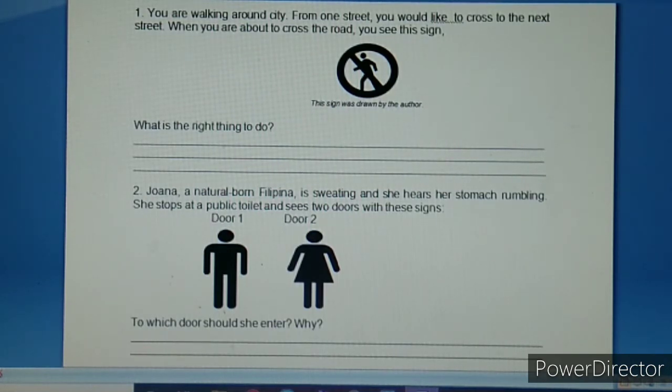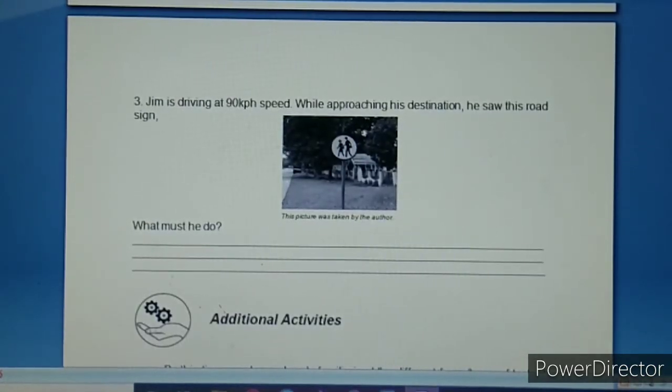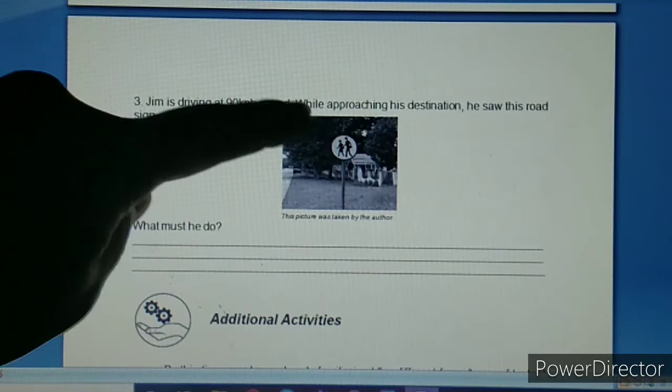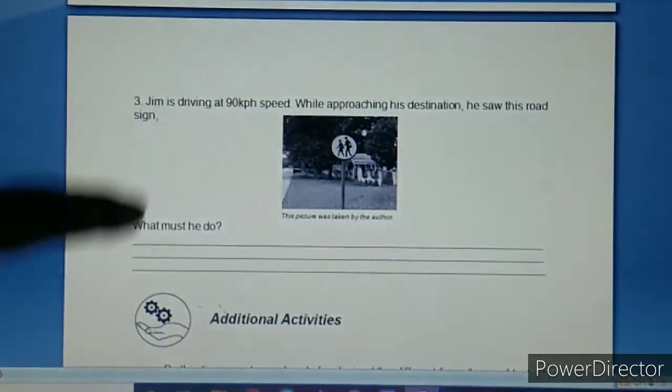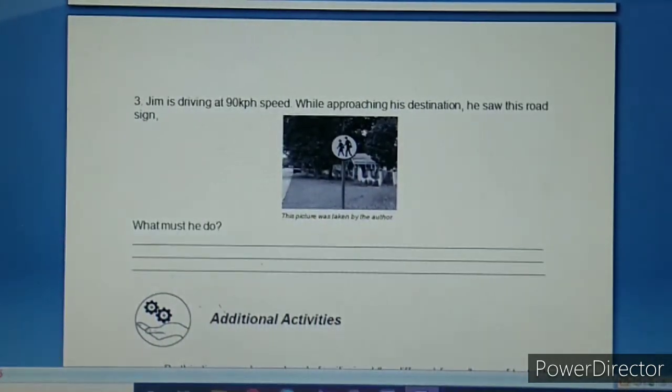Very good. Now let's move on to the next question. Jim is driving at 90 kilometers per hour speed. While approaching his destination, he saw this road sign. So this is the road sign. What must Jim do?